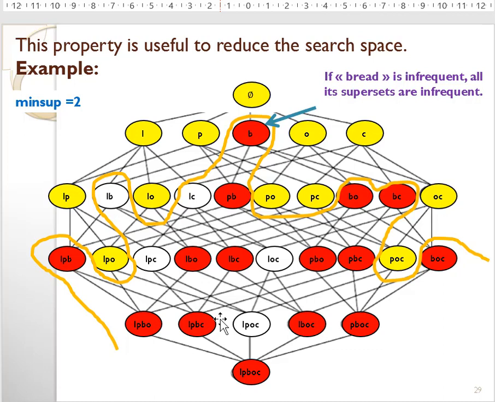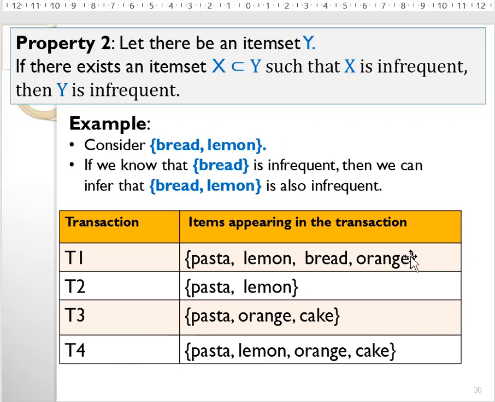Okay, so if we know that bread is not frequent, for everything that contains bread we don't need to count the support, because they cannot be frequent item sets. So this is a very important and very powerful property. If we know bread is not frequent, we avoid looking at all the red item sets in the database, so we can save a lot of time. Okay, so now there's a second property, property number 2. It is about the same subject as property 1.